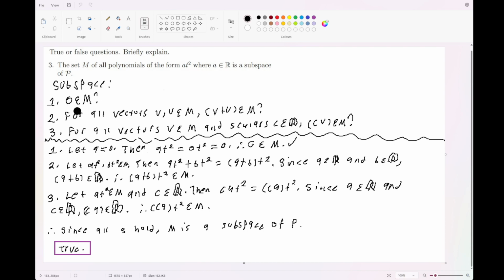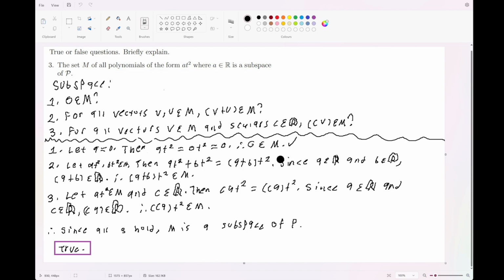All right, so to check for 1, we're going to sub in our 0 here. And we see that we have our a as an element of R as a subspace. So we're going to deal with a. We're going to let a equal 0. Then we're going to check if this is equal to 0. Then 0t squared equals 0, because 0 times anything is just 0 here. So therefore, 0 is an element of M. Now we're going to check for addition.